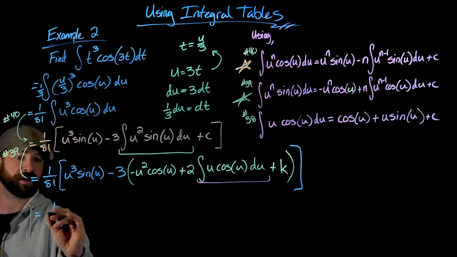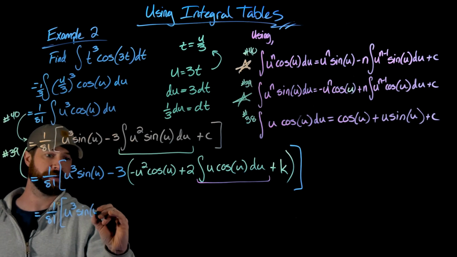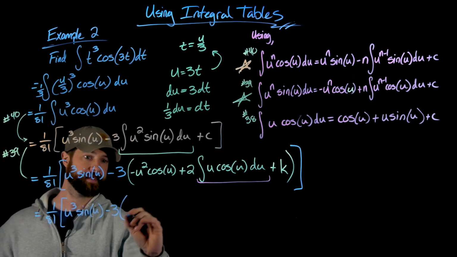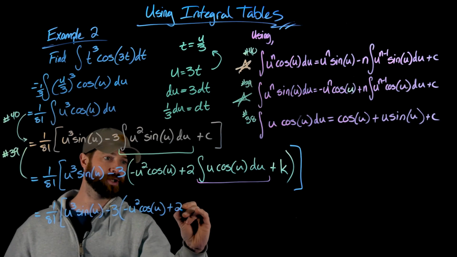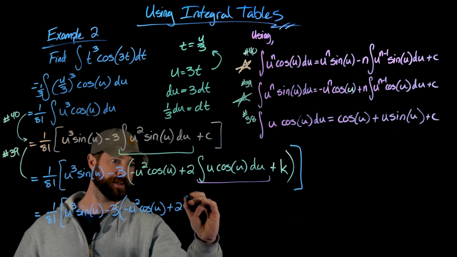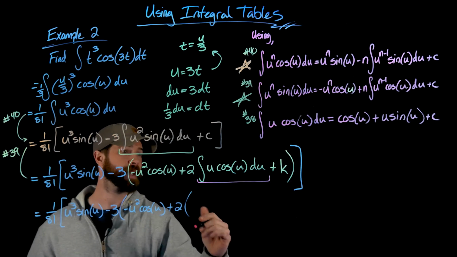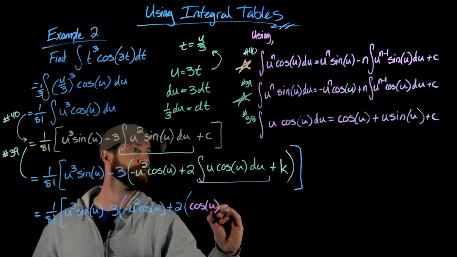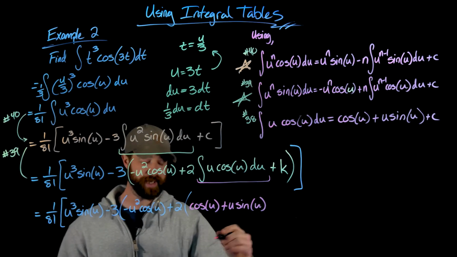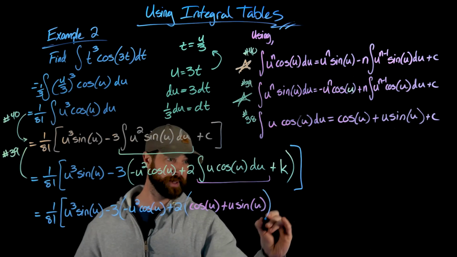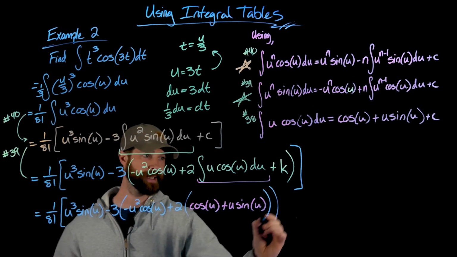So here we go. I have 1/81 times the quantity u cubed sine of u minus 3 times this negative u squared cosine of u plus 2 times, I guess I'll just use parentheses again here. Okay, now u cosine u du is this right here, so that becomes the cosine of u plus u sine of u plus my c, but I'm just going to keep that there. And actually, I'm going to move this constant all the way to the outside. Let's see, I got this, I got that, so double parentheses, and I got this bracket.